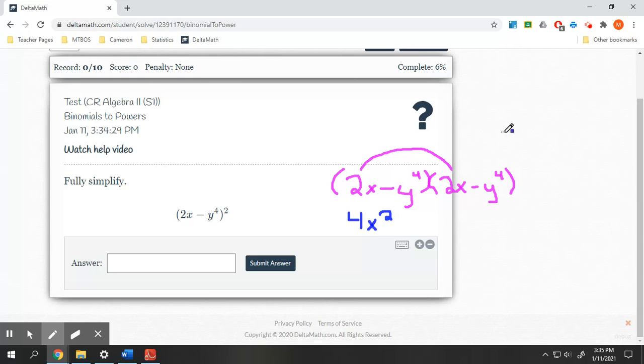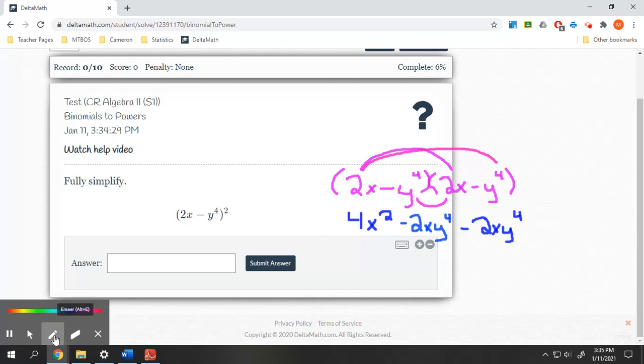All right, so that is what that term ends up being. All right, next, what I have is a 2x times negative y to the 4th. Well, I know that this is going to be a negative. I have a 2, and then x and y to the 4th. So that is what I have there. Next term. Well, we really have the same thing. We're just multiplying it in a different order. So it's just the same thing. I have a negative 2x y to the 4th.